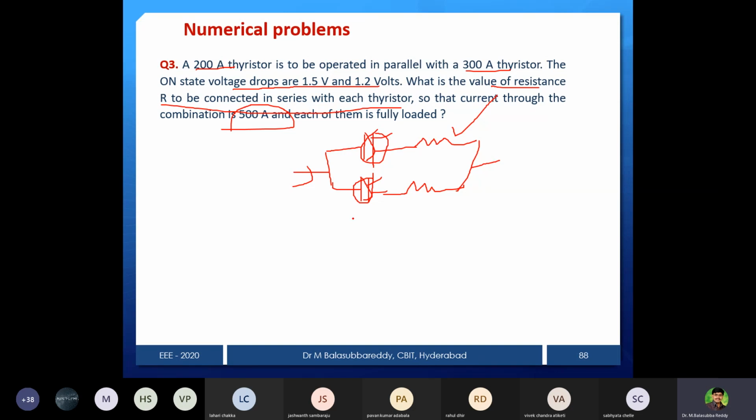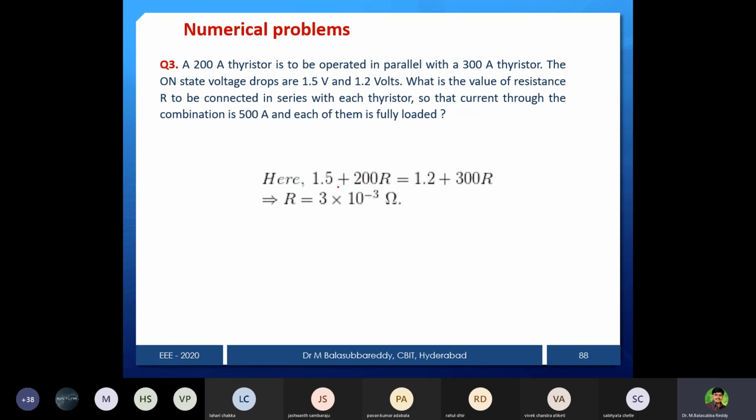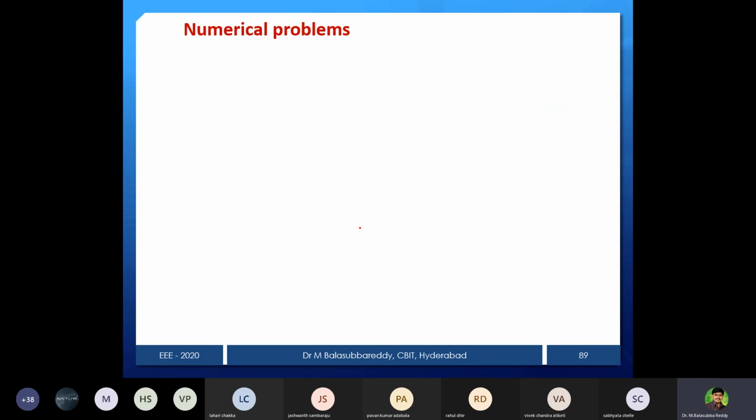Use your equation. In the previous paralleling I gave one relation. You just use that relation and you'll get it. What is the value of R? It is a straightforward question. You can see this: VT1 plus current IT1 into resistance is equal to VT2 plus the current shared, IT2, into R. Then the only unknown parameter is R. Then this much resistor we need to connect in series with the SCR.